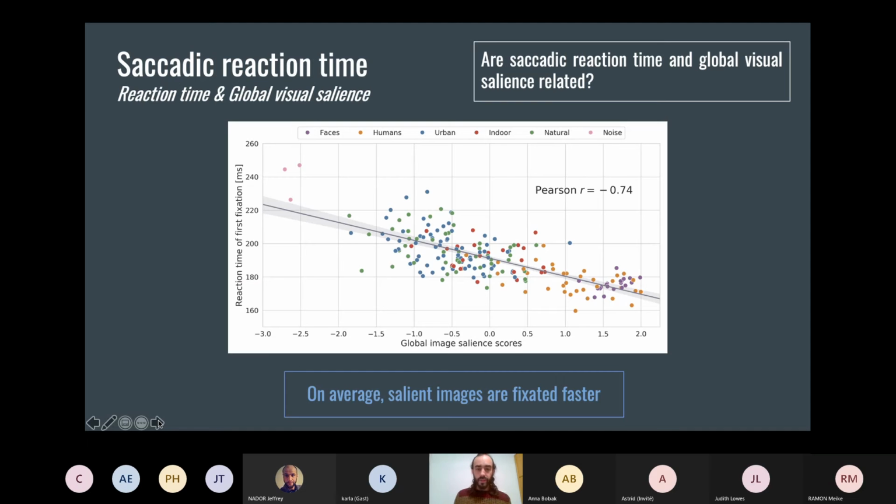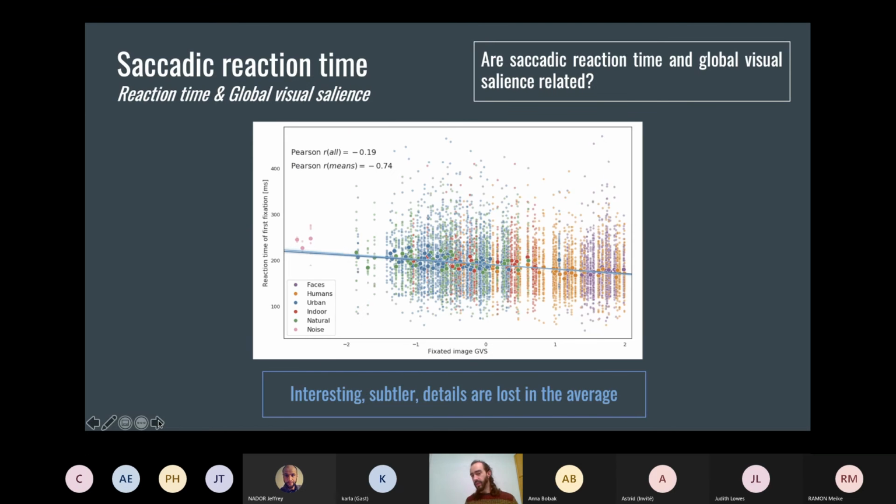So the first result is that if we compute the average saccadic reaction time for each image, we find a very strong correlation with the global salience scores, which is interesting. You can see that on average, images that are more globally salient are fixated faster. But this is not the whole story. This is, of course, the grand average. It's an oversimplification. If we look at every single trial, we see that things are subtle as well.